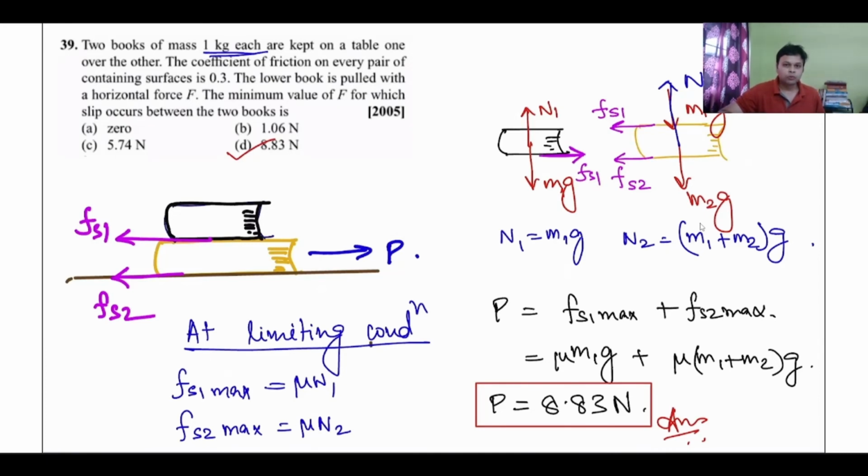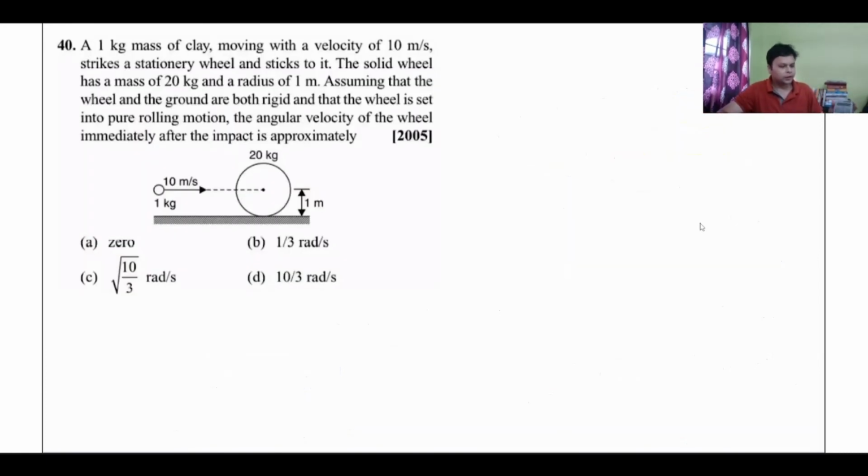Let us move on to the last question for this video. That is question number 40 from conservation of angular momentum. Very fantastic question. Let us try. A 1 kg mass of clay moving with a velocity of 10 meter per second. So you can say this is the clay, moving with a velocity of 10 meter per second, strikes a stationary wheel and sticks to it. The solid wheel has a mass of 20 kg and a radius of 1 meter. Assuming that the wheel and the ground both are rigid and the wheel is set to pure rolling, the angular velocity of the wheel immediately after the impact is approximately?